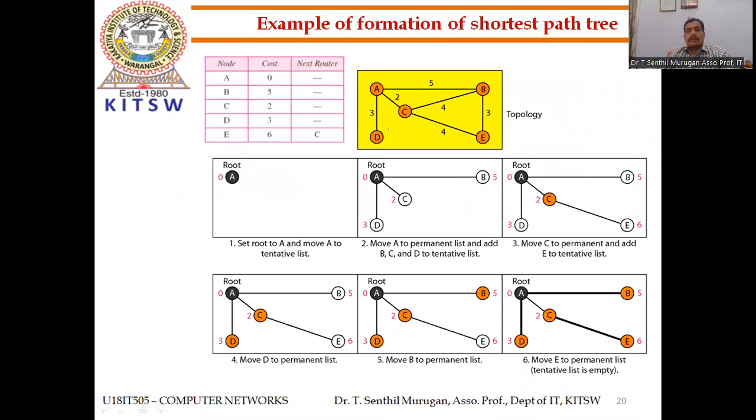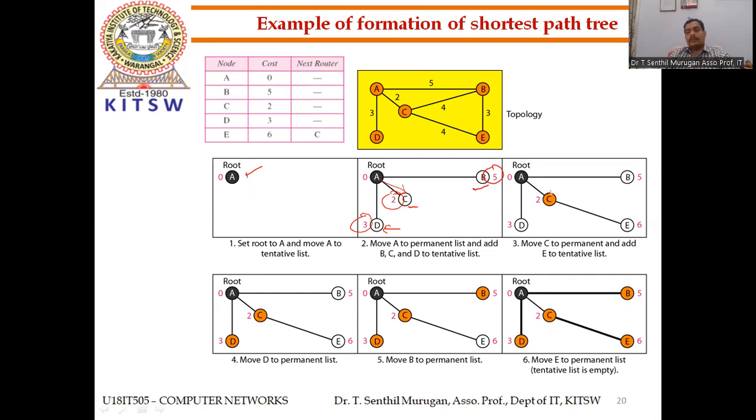This is the diagram. Initially we will take A as the root, so the first node we are applying the Dijkstra algorithm to is A. Whatever nodes are connected with A will be used here. B, C, D. These three nodes are connected with A, along with their costs. Comparing these three, the minimum value is 2, so the next node to visit is C. That's why C is in orange. So we are visiting C.